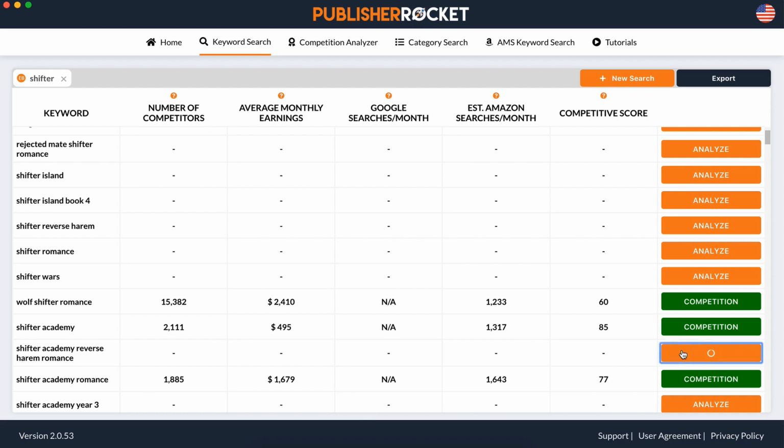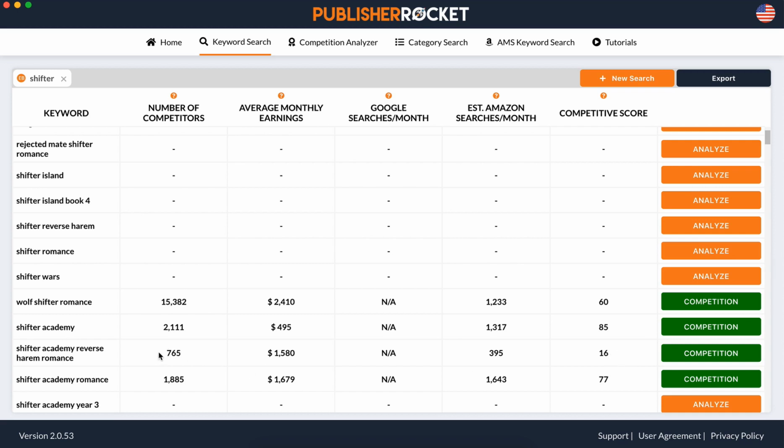And let's see, Shifter Academy, Reverse Harem Romance. For those who don't know, Reverse Harem means that you've got multiple male love interests, often sharing the same woman, usually 2 to maybe 5 men. I have not read many of them. I've read a few, but yeah, this one looks relatively good.